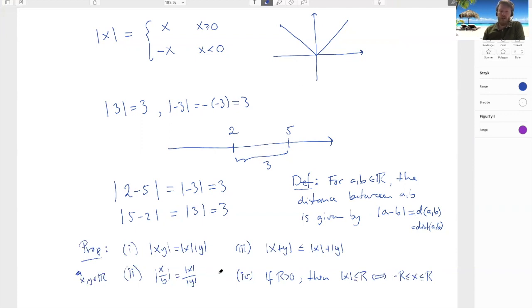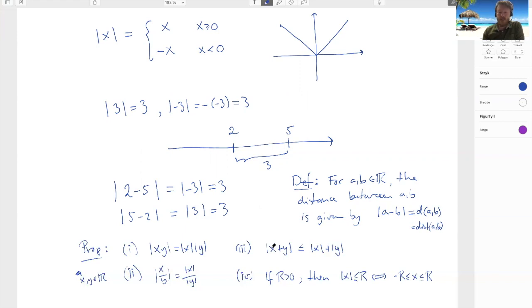Now, a thing here is that these are just two statements about killing the sign. So this says that if I multiply x and y and then make it positive, I will get the same result as if I made x positive first, y positive second, and then multiplied them together. Same for fractions. Here, these two should be thought of more in terms of distances.